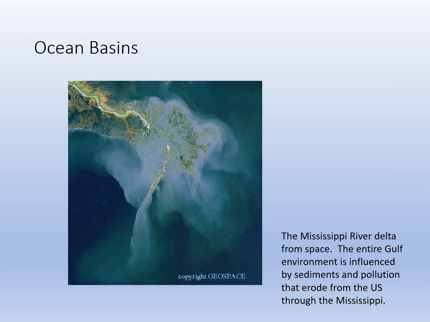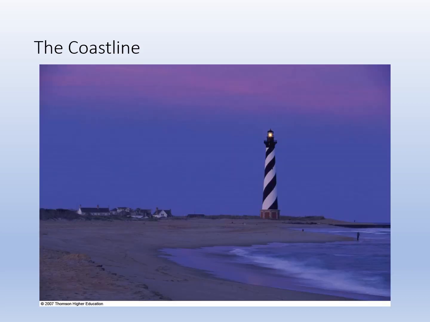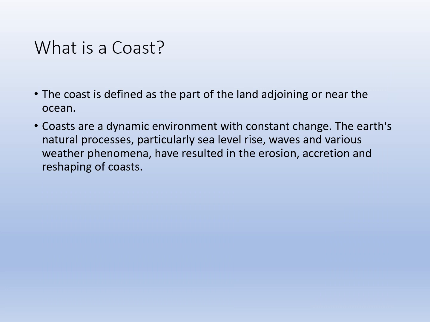Now we're going to look a little bit at the ocean basins. This image is from the Mississippi, the delta. A delta is a common coastal formation where sediment is deposited into the ocean. This is an area where we have a dead zone. The nutrients pour into the Gulf. The nutrient pollution we call eutrophication. So we'll look at the coast.